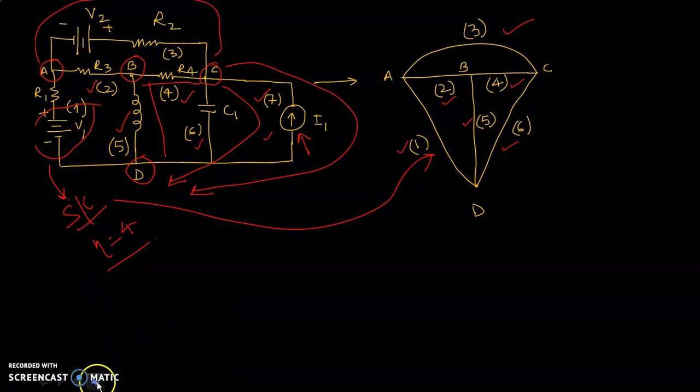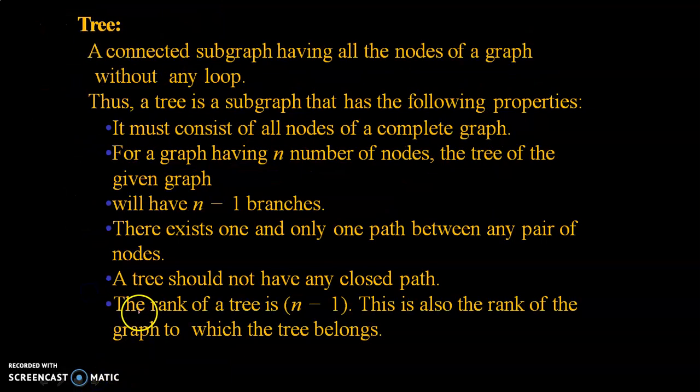Okay, let us move towards the tree. This is very important. A tree is a connected subgraph. It is a subgraph having all the nodes of a graph without any loop. This is very important: without any loop. There should not be any closed path. That is, it should have an open structure, an open graph.